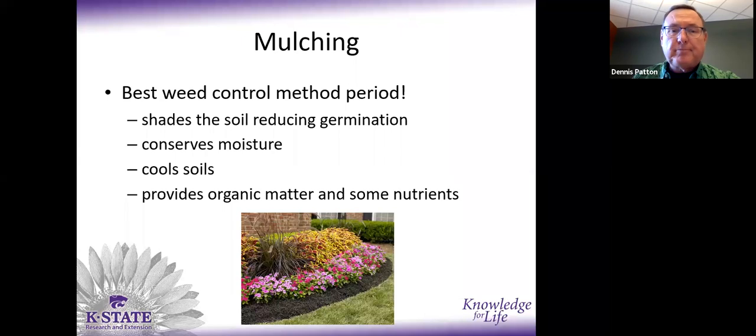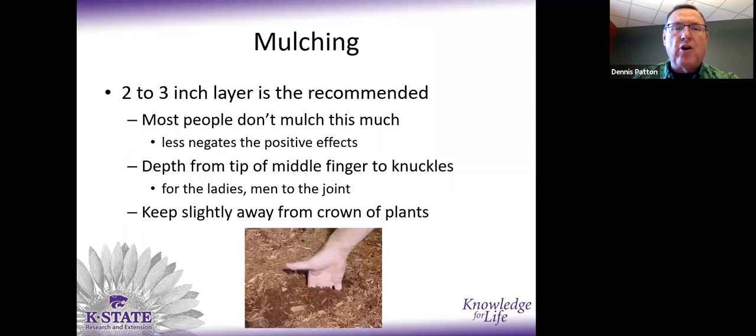So as we said, it shades the soil. And of course, we know it also conserves moisture, cools the soil, and cooler soils mean better root growth. And then also, as these organic mulches break down, they provide organic matter and a little bit of nutrients to help feed the plant materials. And so overall, they're just a very good benefit to our average garden. So the recommendation is about a 2 to 3 inch layer.